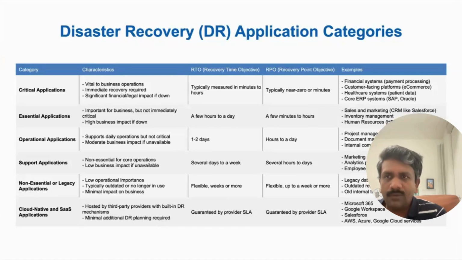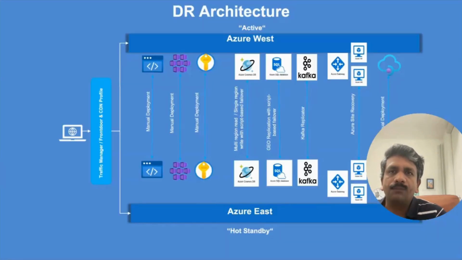So you have to first define your categories, and for each application you have to identify its category, and based on that you will be implementing your disaster recovery. Again, disaster recovery is a very, very expensive thing to have.